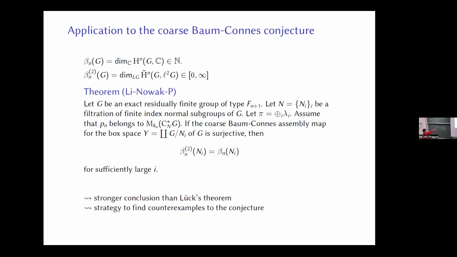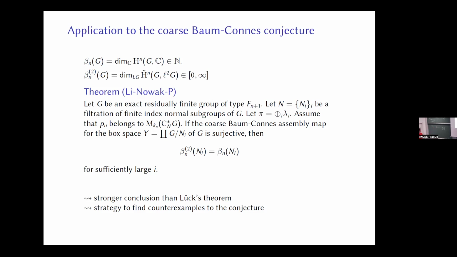If we find that L²-Betti numbers and Betti numbers are not equal, then this would imply that the higher Kazhdan projection does not live in the image of the coarse Baum-Connes assembly map, and that would give rise to a counterexample. Of course, one needs to find the right group and then use this method. But in principle, that's a new strategy to find a counterexample.